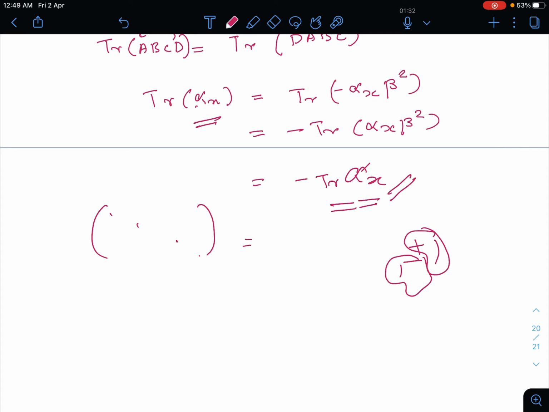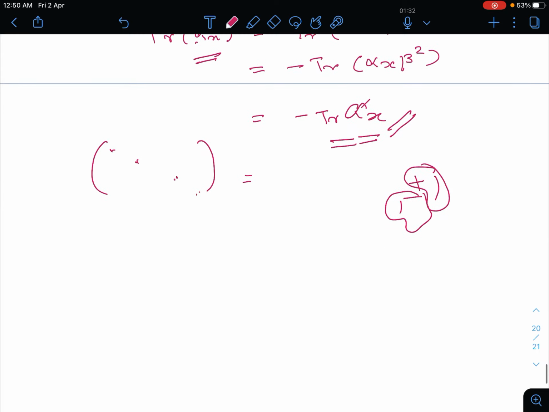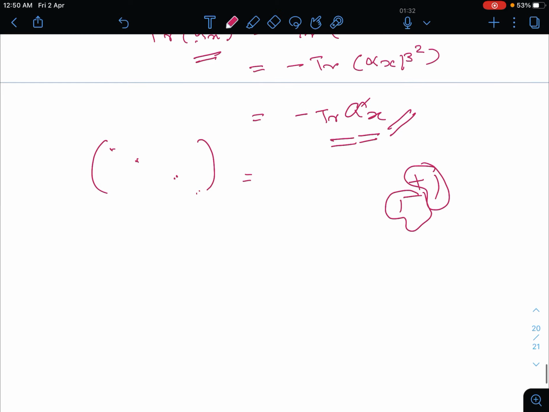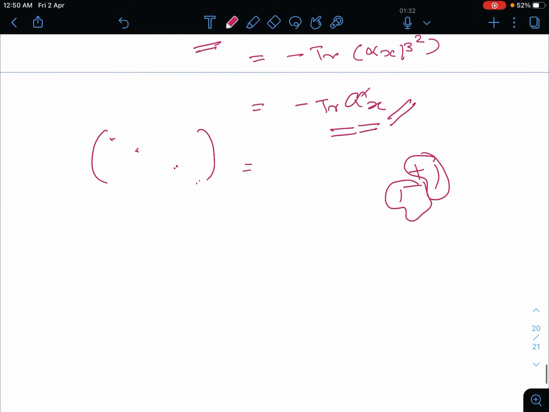That means that simply it should be an even number. Now we have the sigma x, sigma y and sigma z. These are 2 by 2 matrices. Okay, we know that.